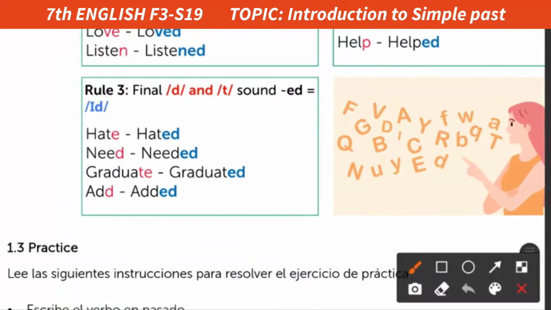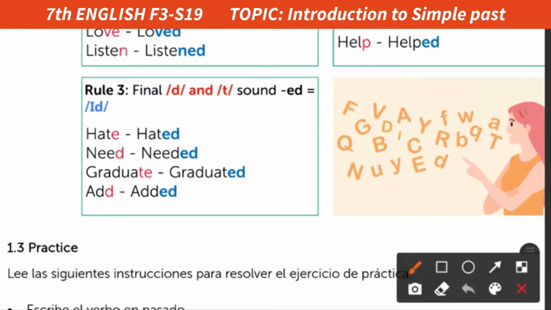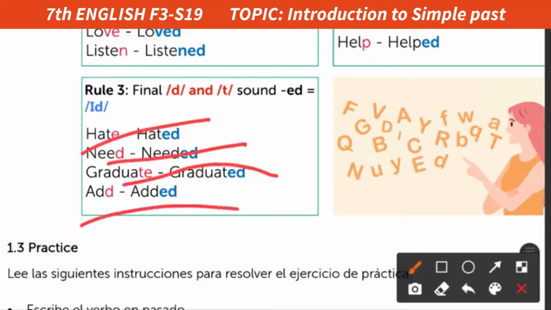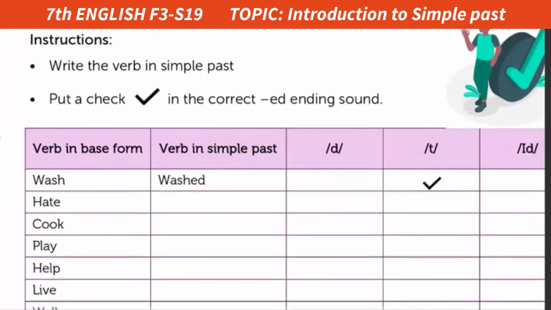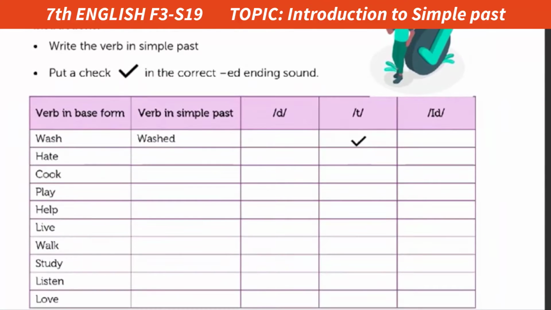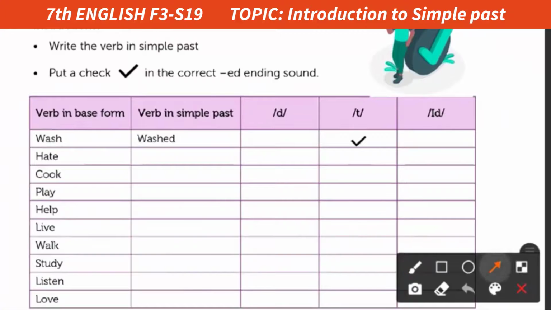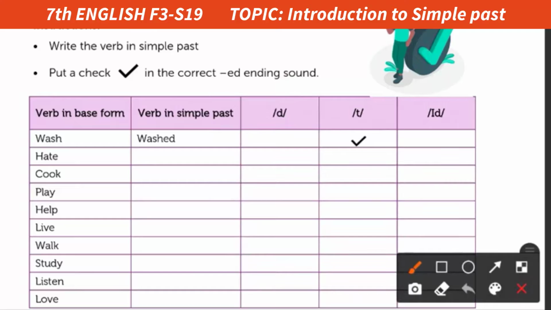Y, finally, todos los que terminen en T o D se pronuncian como id. Así, for example, you have hated, needed, graduated, added. Okay? Now, the next part is to categorize. Categorize or label these pronunciations or these endings. Okay? Vamos a utilizar los dedos. Acordémonos.